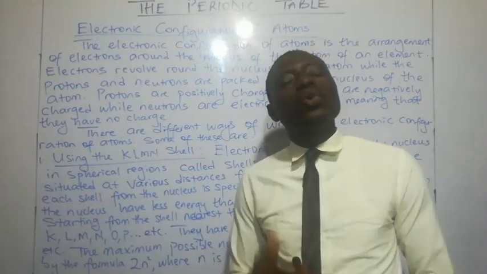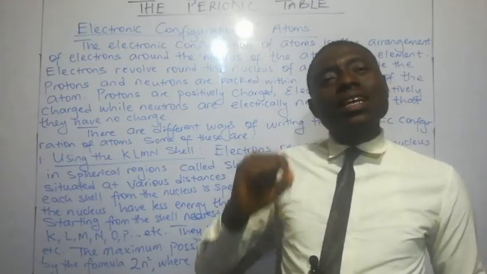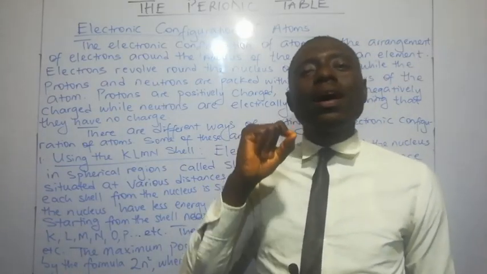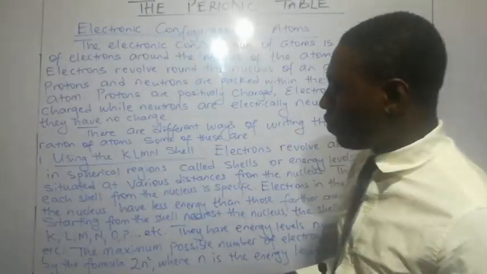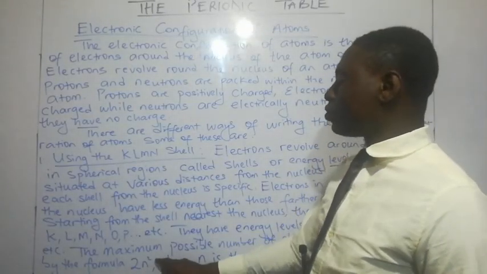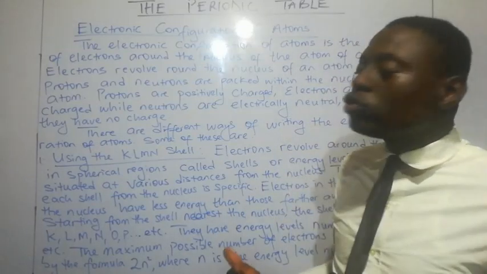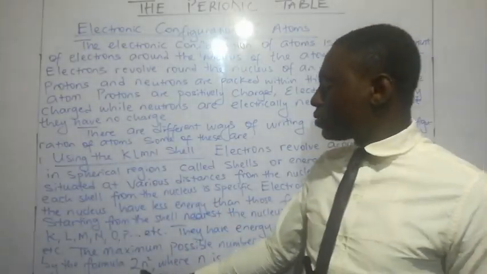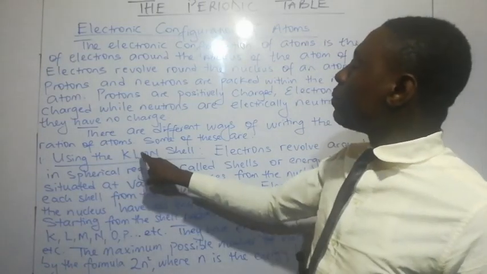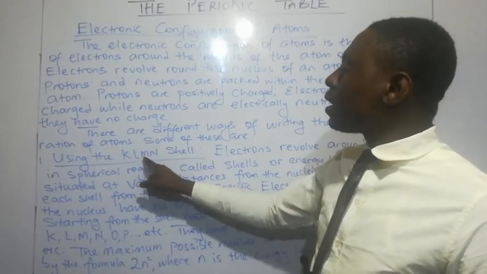So if I ask you, what is the formula you are going to use to get the maximum number of electrons that can stay on a shell? The formula is 2n raised to power 2. N represents the energy level. That is, what shell number are we discussing? That's what n represents.